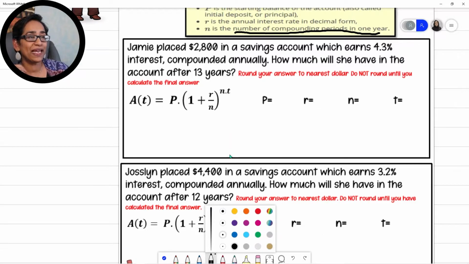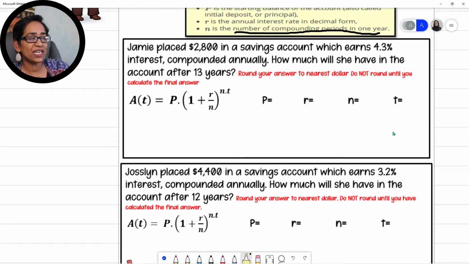Okay, Jamie placed $2,800 in a savings account, which earned 4.3. Like I said, every time I see something of importance, I simply go ahead and highlight it. So she placed $2,800 in the savings account and she earned 4.3. And be very careful in the test. I will not test you based on topics, but I'm just going to scramble up all the questions. So you have to go ahead and find out what is a compound interest, what is a simple interest.